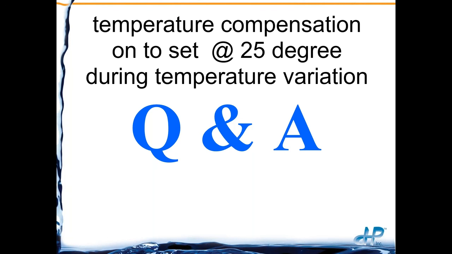Okay, next question here is, temperature compensation is set to 25 degrees during temperature variation. That is normally the most common, 25 degrees C or 77 F, room temperature. That's what all of the charts and everything reference back to, so that's very common.